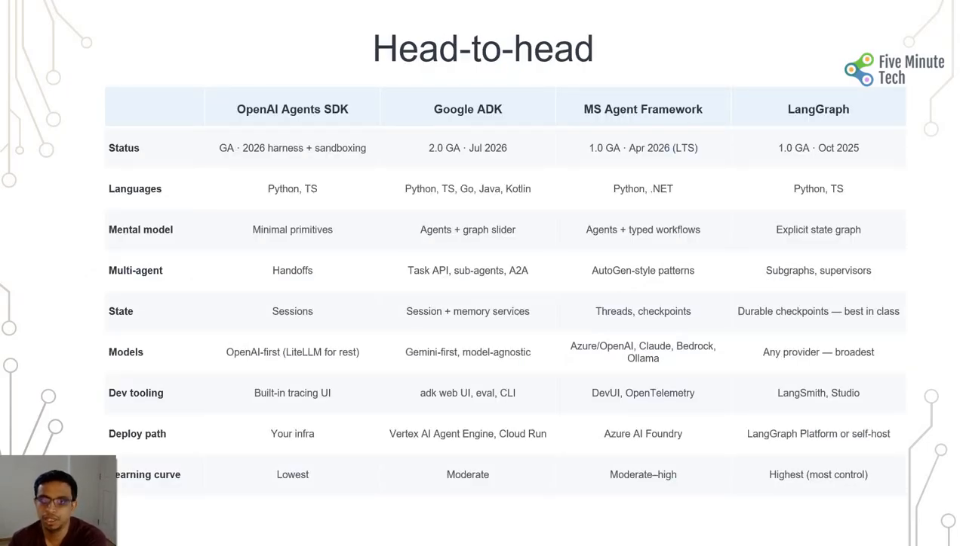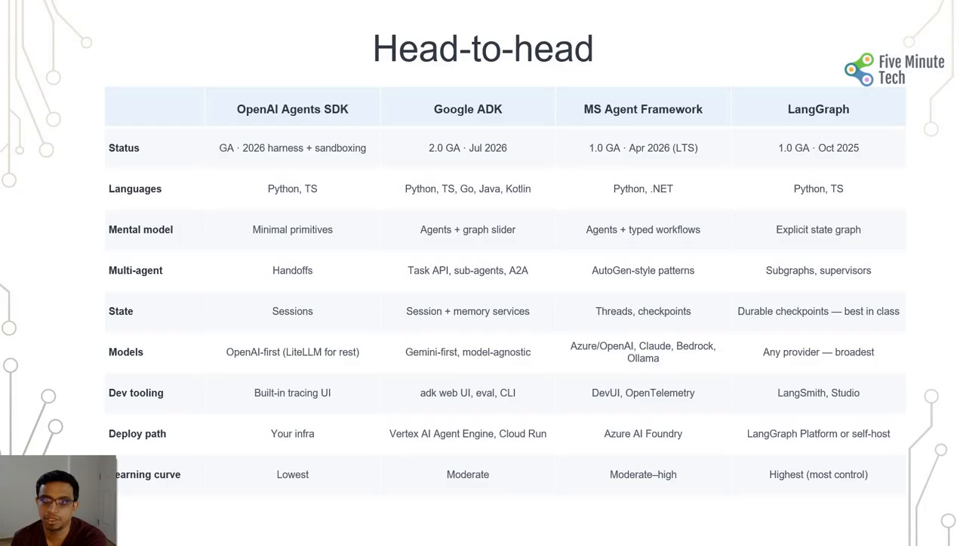Now let's do a head-to-head. The status of each of the AI frameworks: 2026 harness and sandboxing for OpenAI agents, Google ADK 2.0 release in July 2026, MS Agent is 1.0 in April 2026, and LangGraph was 1.0 in October 2025. As I've talked about, most of the languages are Python based, except .NET in Microsoft Agent Framework, and others have TypeScript and Java, with Google having the most: Go and Java and Kotlin as well.